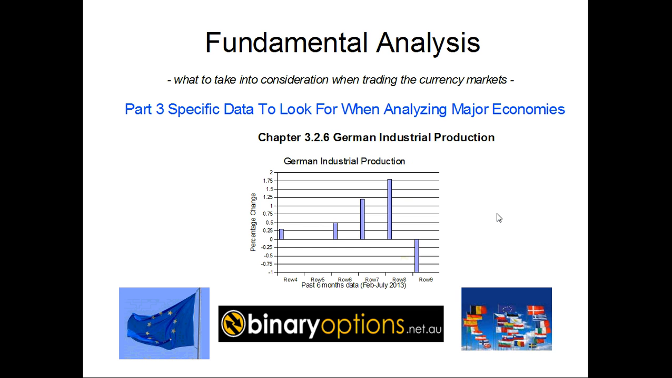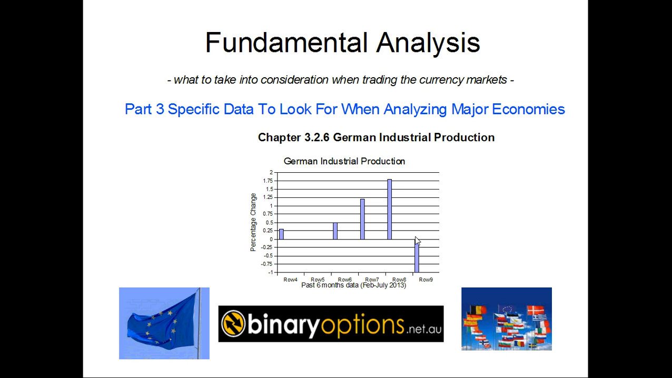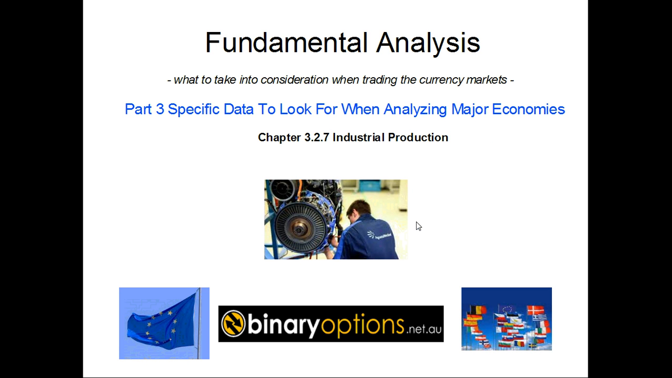What to keep in mind based on the German industrial production is that it comes on a monthly basis, about 30 days after the month ends, the release time is 10 GMT during the London trading session, and this one is second tier data. However, if the actual differs most from the forecast or from the previous, like it was the case here in our analysis, from 1.75 previous to -1, then you should expect important levels of volatility. Moving on with industrial production for the whole Eurozone, so stay tuned for the next recording, please.